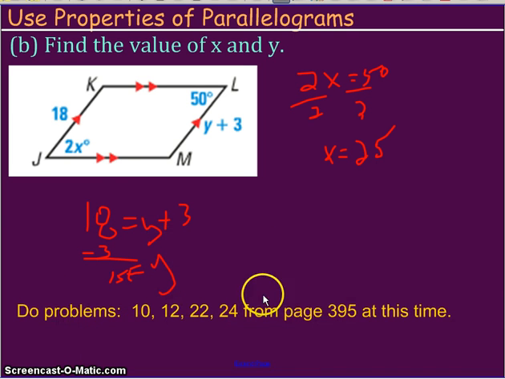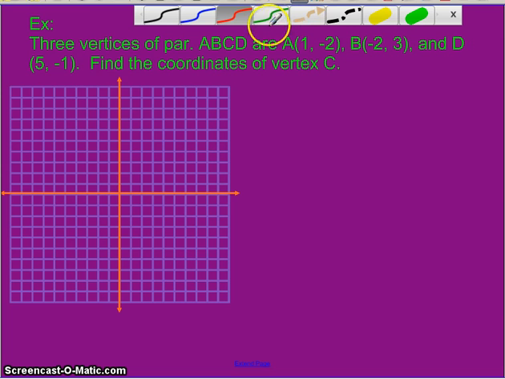Let's move that box. That's the problems for the regular geometry students. We'll go ahead and move on. Alright, we're almost done with this.